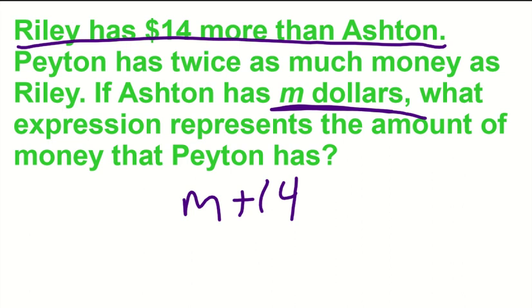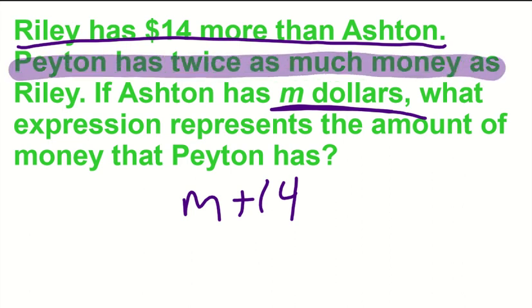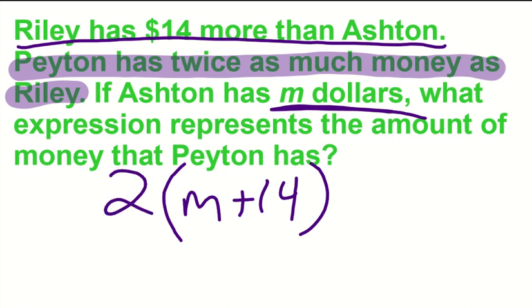Where it maybe gets a little bit trickier, Peyton has twice as much money as Riley. How do we do twice as much? Times 2. What gets multiplied by 2 though? Riley's money gets multiplied by 2. That's the whole thing. Riley has 14 more than Ashton. So to show the whole thing multiplied by 2, we need to put it in parentheses. Okay? That makes sense? And then that would show us how much money Peyton has. So you just got to kind of pay attention, work your way through it, or think your way through it, like what gets multiplied by 2.